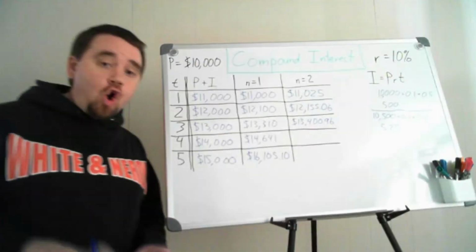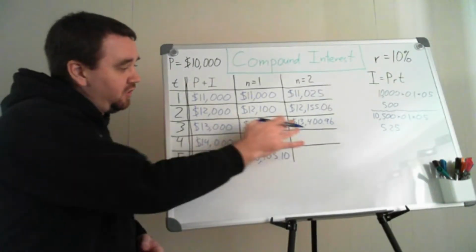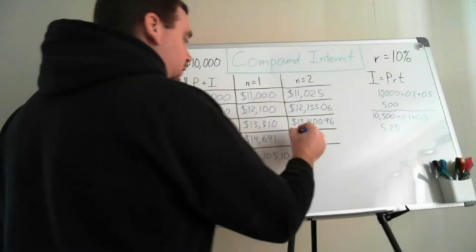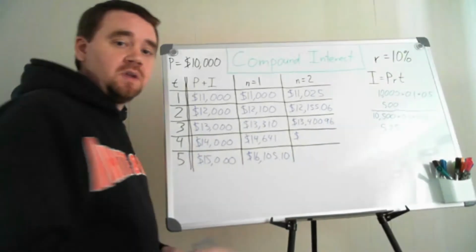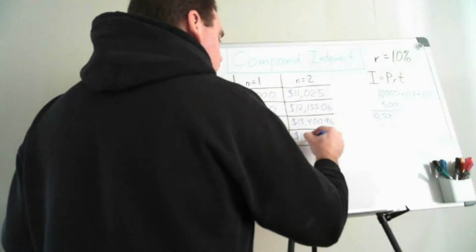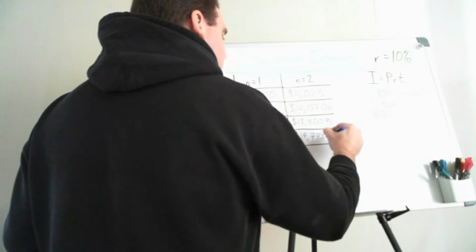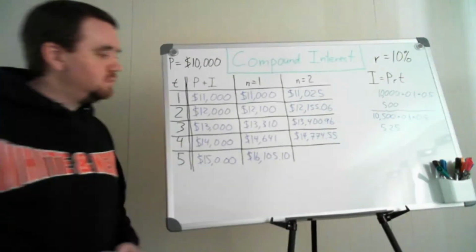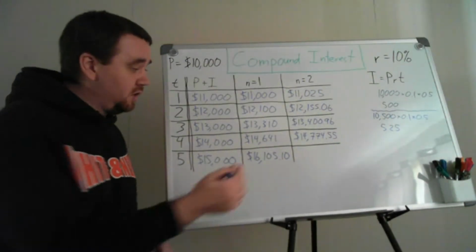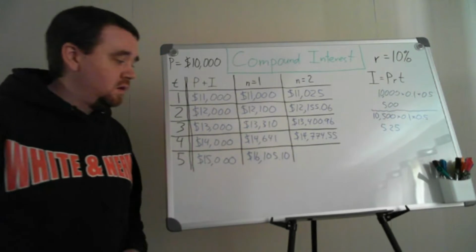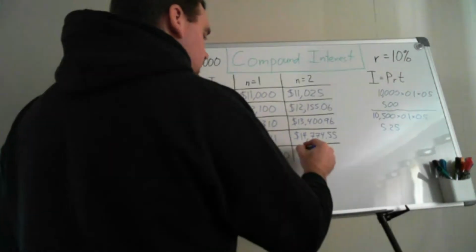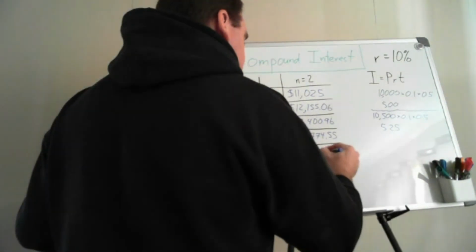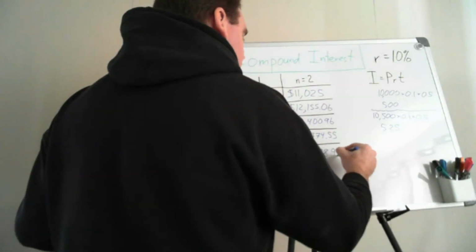$13,400.96. Almost a $100 increase from compounding annually. Okay? After 4 years, how much do you owe me? We're up to $14,774.55. Definitely gone over the $100 from where we were before. And finally, after 5 years, we're at $16,288.95.